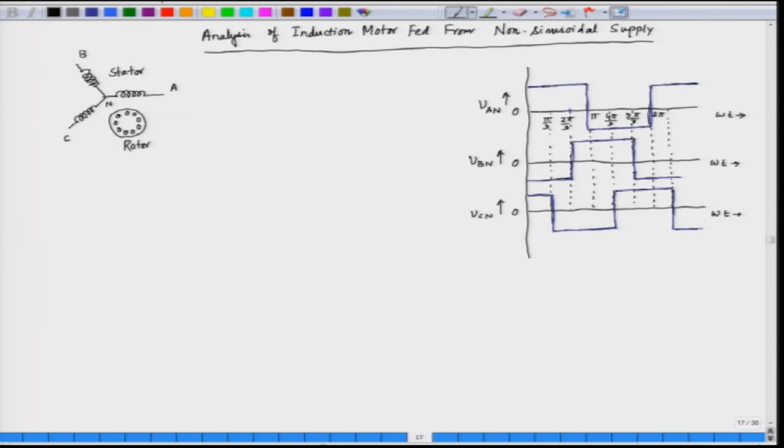This square waveform consists of many harmonics, and we can very easily say that this square waveform has got only odd harmonics. So, we have a fundamental component. If we analyze by Fourier method, we can use Fourier analysis to find various frequency components.